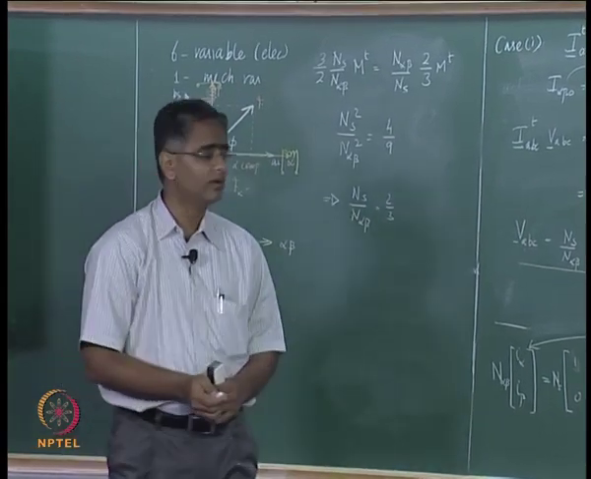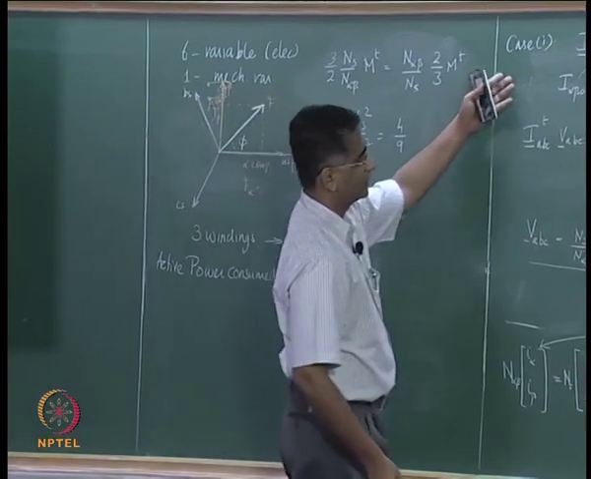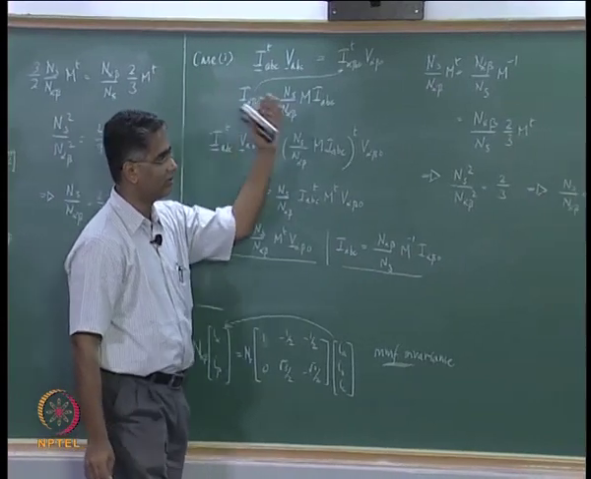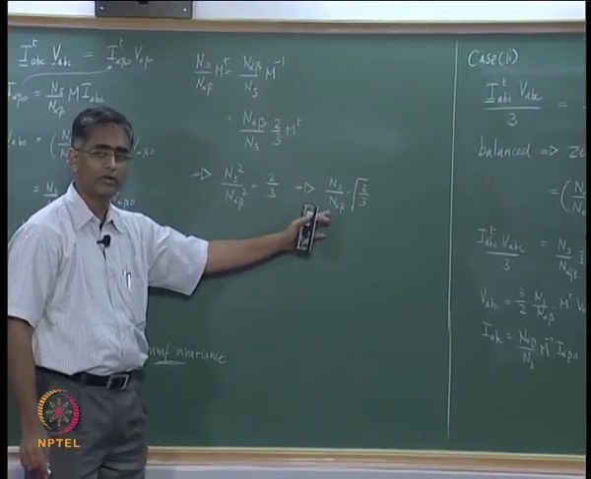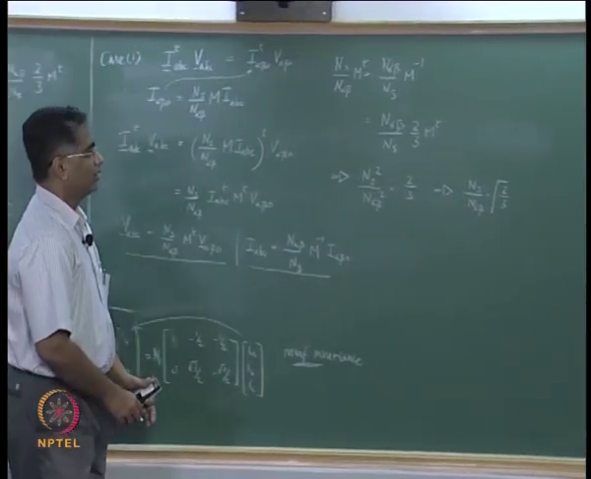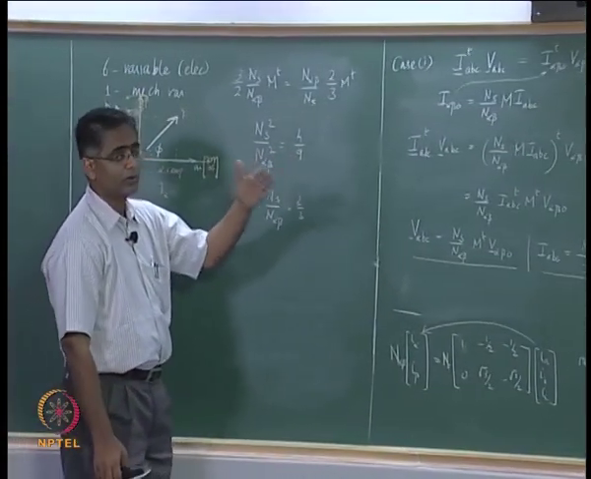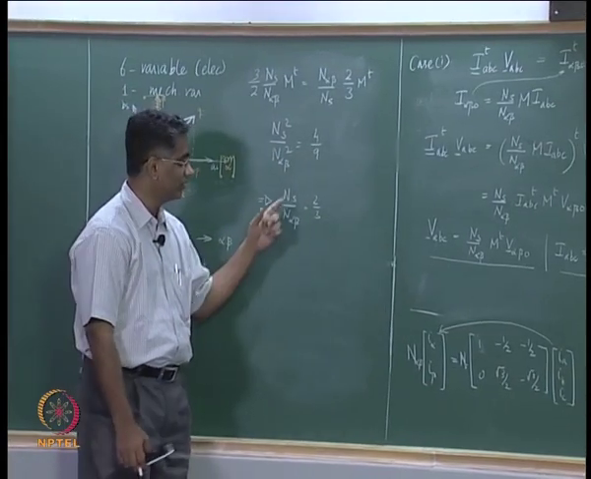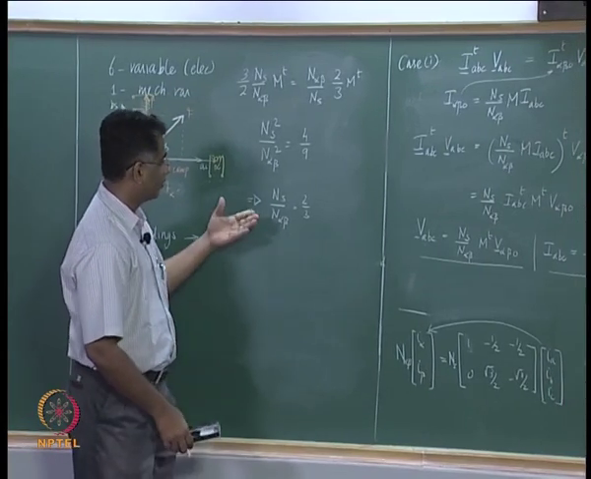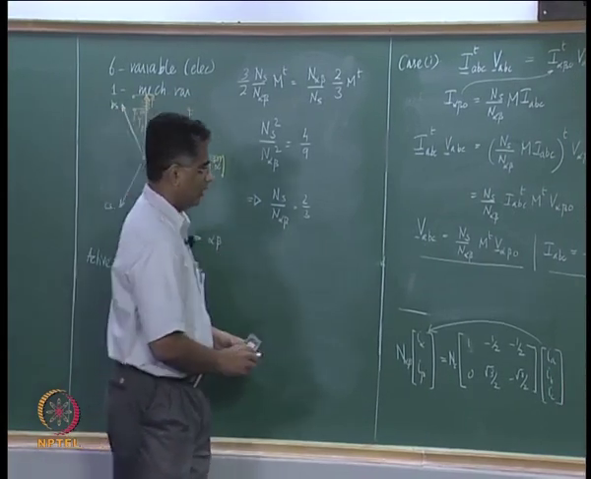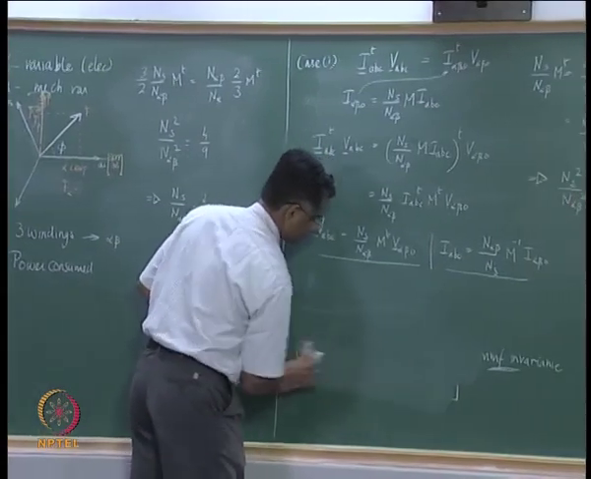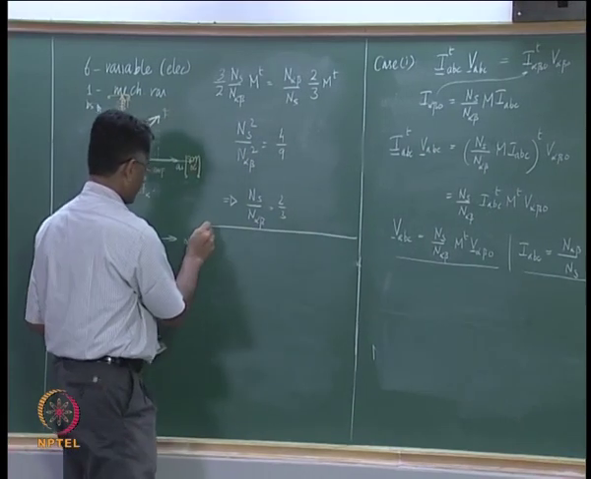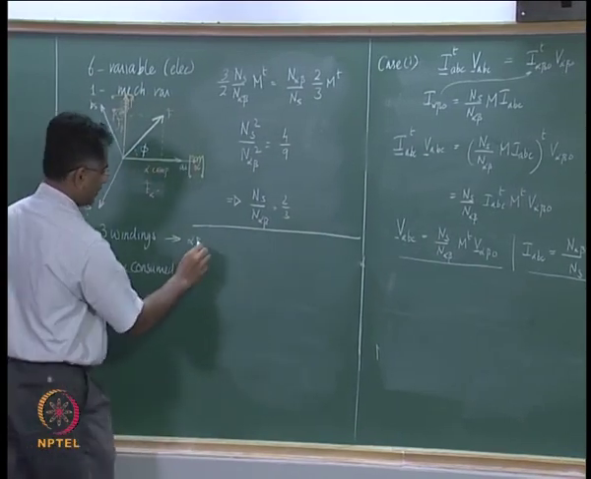So on the one hand, if you want to have invariance of the electrical input power, you need to choose ns by n alpha beta to be root 2 by 3. If you want to have input power per phase to be equal, then you need to choose ns by n alpha beta to be just 2 by 3. And what is the implication of these two? So with this then we can now try to find out what is the relationship between V and I.